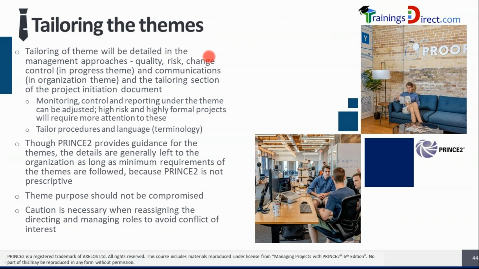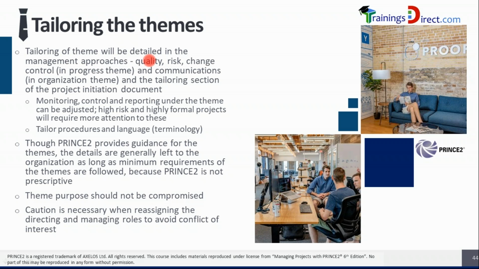Let's look at tailoring the themes. Tailoring of a theme will be detailed in the management approaches, meaning every theme has a management approach. So we have the quality management approach, risk management approach, change control approach in the progress theme, and communications management approach in the organization theme. Whereas quality and risk management approaches are part of the quality theme and the risk theme. Each of these management approaches is nothing but a sort of plan. For example, how to plan the quality, how to plan for risk, how to plan for change control, and how to plan the communications. Therefore, each of these plans or management approaches will document how that theme will be tailored.